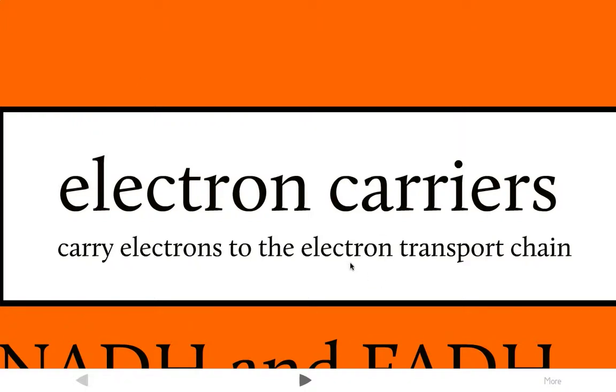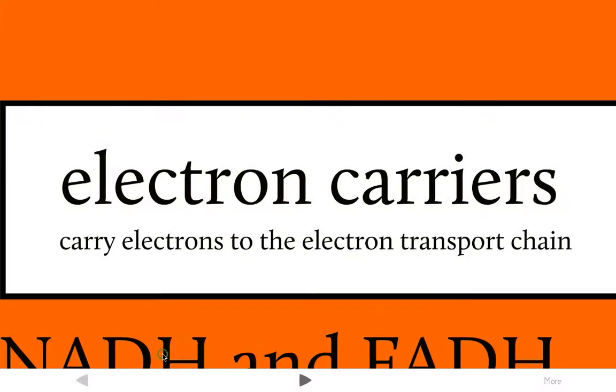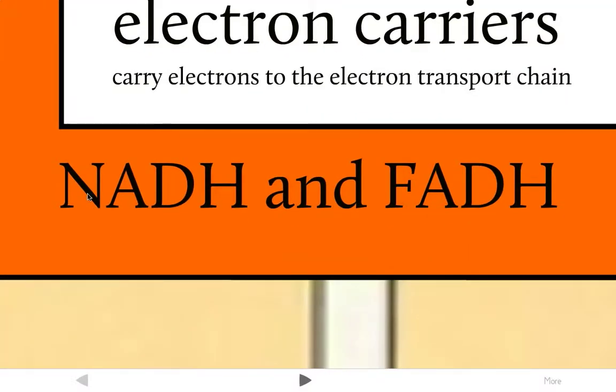We'll talk about the electron transport chain as the last part of cellular respiration. Those electron carriers for cellular respiration are called NADH and FADH. Notice that they both have an H on the end. That H comes from when you've broken the bond in glucose.